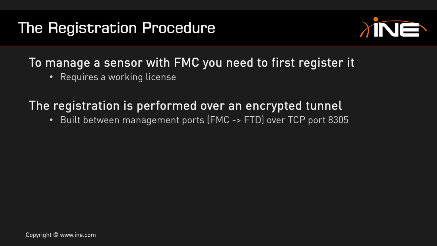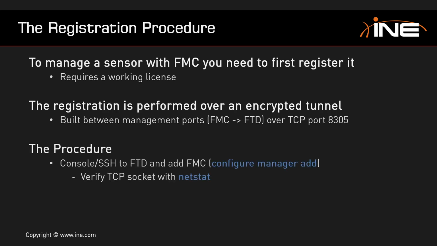The registration process requires a special tunnel to be built between FMC and FTD. This is needed to protect the communication. And this tunnel is going to be established between the FMC and FTD. So FMC is going to act as a client, FTD is going to act as a server. And the session is going to be built over TCP port 8305, as I explained in the previous session.